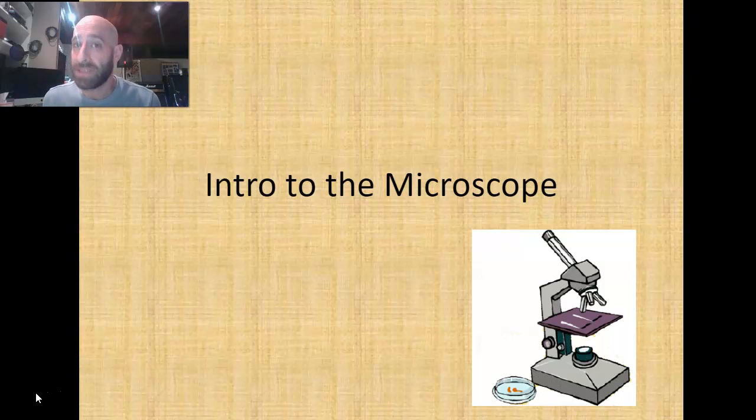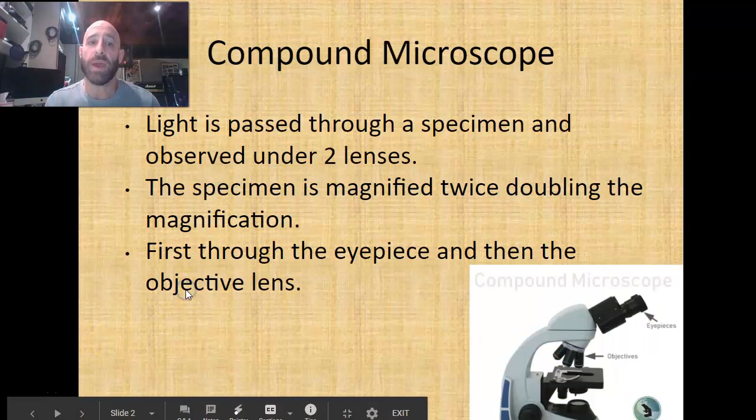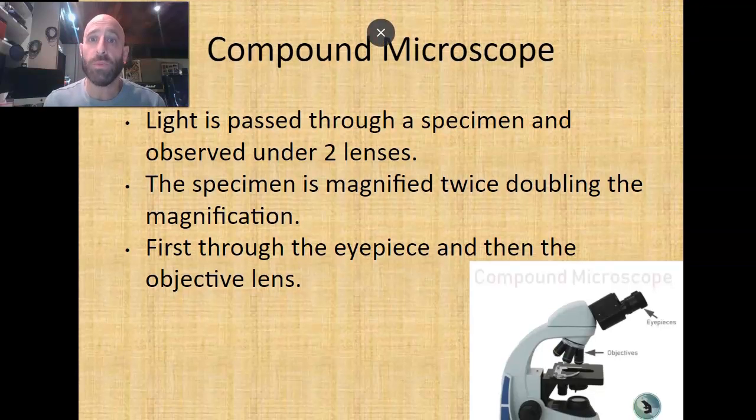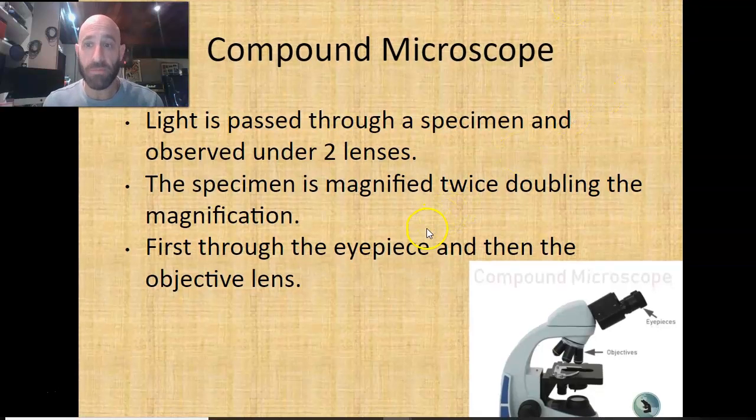And in order to see a cell, you need a microscope. Can't see it with your naked eye. So we're going to do a quick lesson here on the microscope. There are several kinds of microscopes, but we are going to talk about the compound microscope. That is the kind of microscope you would use in a biology class. And to compound means to add to something, right? So a compound is when you add things together. And a compound microscope is very simply when you have multiple lenses together in order to magnify an object.